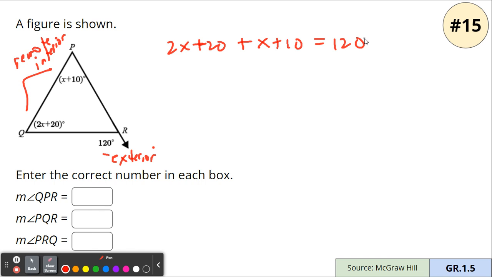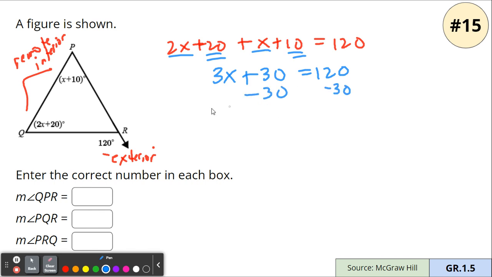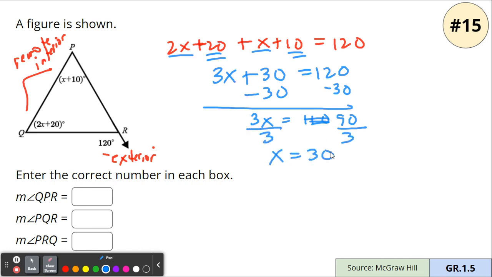2x plus 20 plus x plus 10 is equal to 120. So combining similar terms, 2x plus x is 3x. 20 plus 10 is 30, so 3x plus 30 is equal to 120. So we subtract 30 on both sides. Oh, sorry, 120 minus 30 is 90. Then dividing both sides by 3, x is equal to 30.